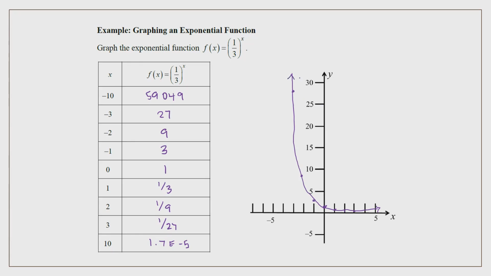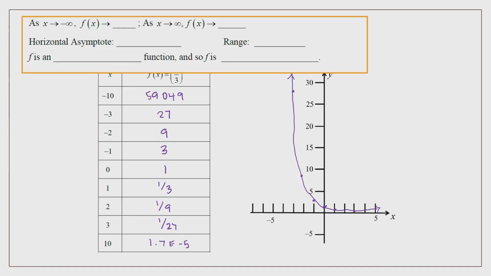Nice. All right, now that we have this graph, let's look at some of the properties. So as x approaches negative infinity, so as x is getting smaller and smaller, f of x is approaching infinity. As x approaches infinity, meaning it's getting larger and larger, f of x is approaching 0. The horizontal asymptote is going to be y equals 0, which is the x-axis. The range is going to be 0 to infinity.